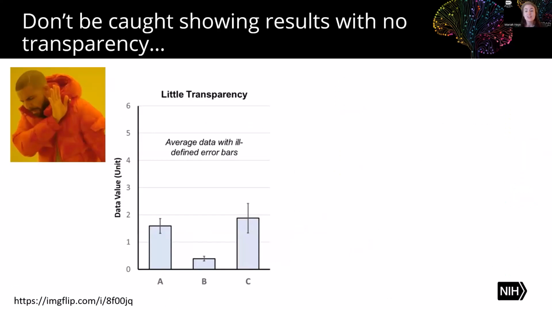Maximizing data transparency is easy. Take this figure with bar graphs and ill-defined error bars. You can't see the individual data points, you don't know what the sample size is, and you have no idea whether the experiment was conducted rigorously.